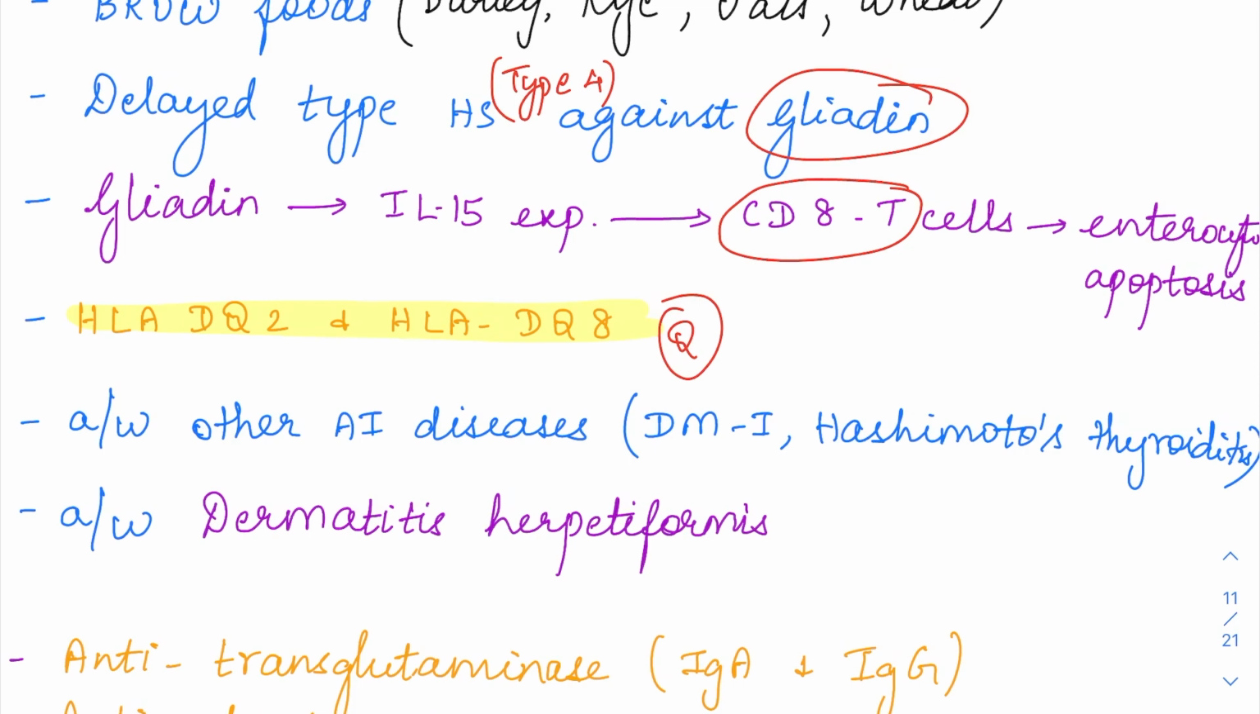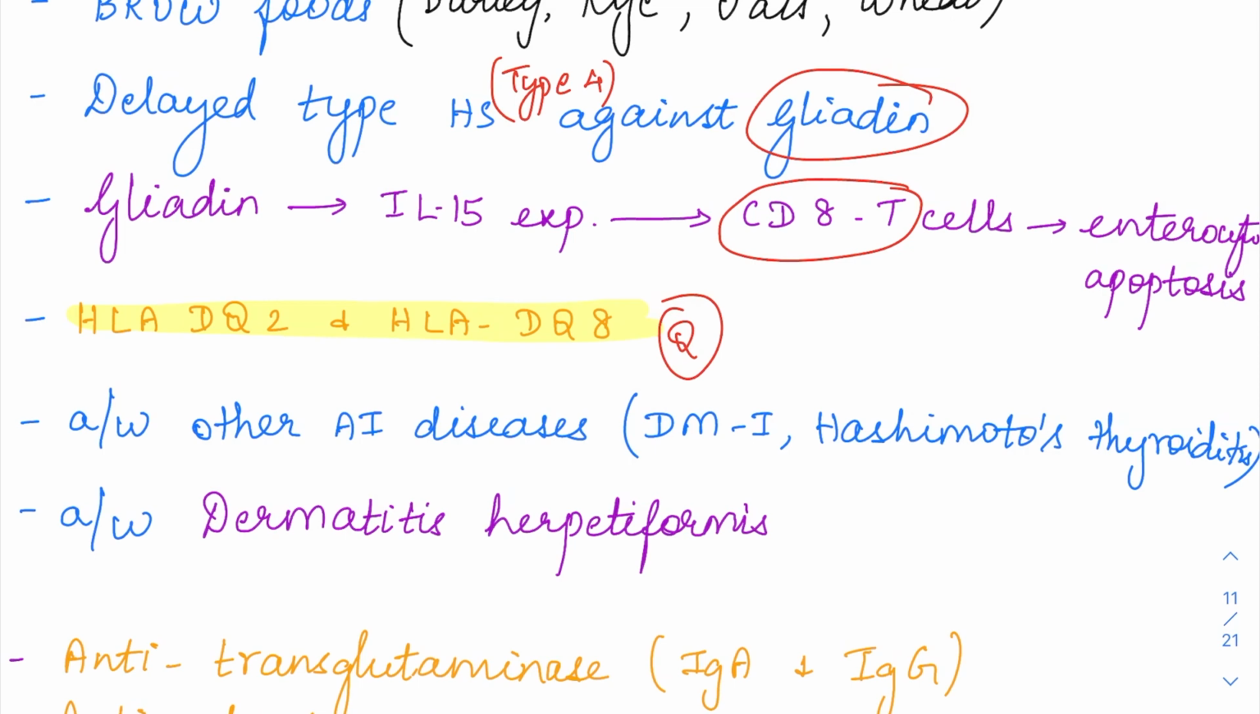Transglutaminase we represented by TG. Transglutaminase is going to act on these gliadin particles, and then these gliadin particles will be presented to the antigen presenting cells. The antigen presenting cells will take up these gliadin particles and present them to the CD4 positive T cells.